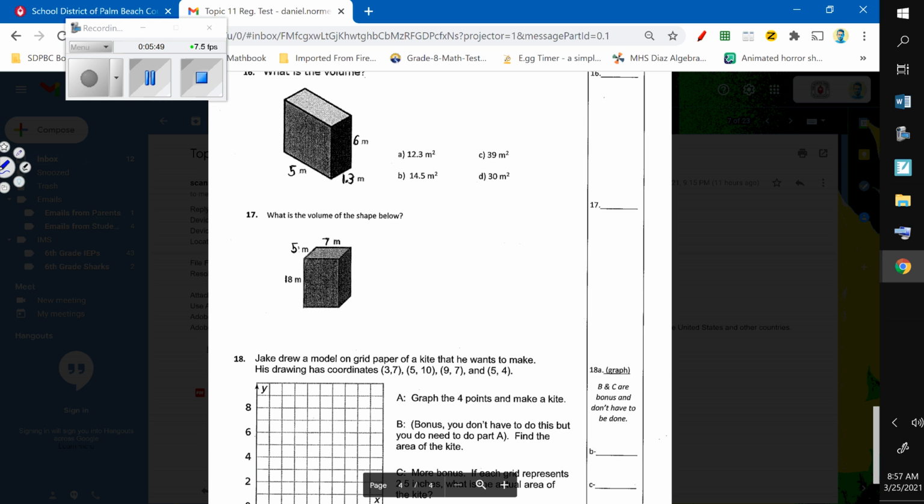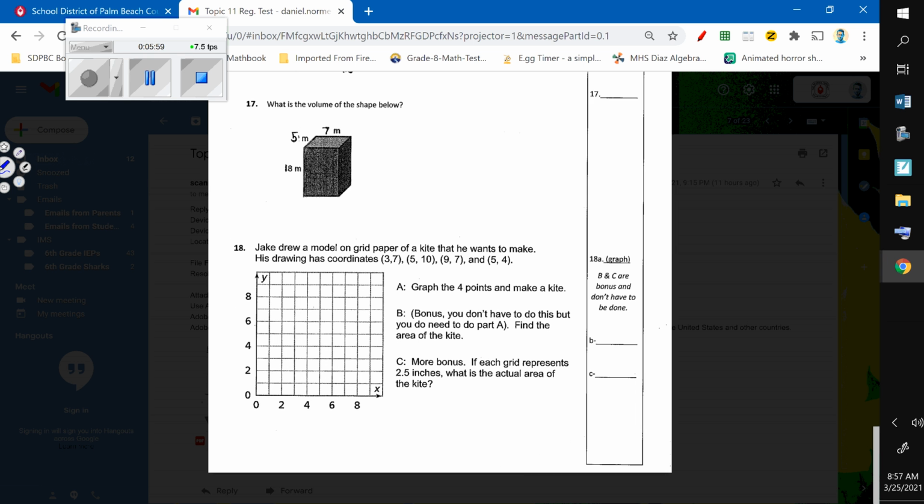And then number 17 is the same question. That's a 5, 7. Now number 18 has three parts. You have to do part A. Part A is graphing these four points on the grid, okay? So I'll read it. Jake drew a model on grid paper of a kite that he wants to make. His drawing has coordinates 3, 7, 5, 10, 9, 7, and 5, 4.